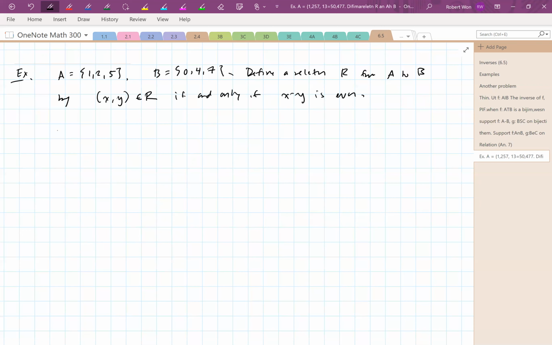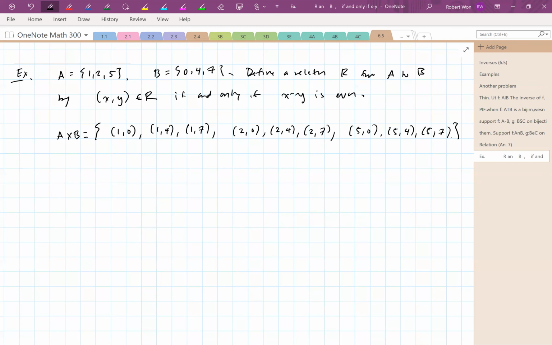Okay, so first let's write down the whole Cartesian product. The whole Cartesian product is every possible combination: (1, 0), (1, 4), (1, 7), (2, 0), (2, 4), (2, 7), and then (5, 0), (5, 4), (5, 7). That's the whole Cartesian product. That's every possible ordered pair.